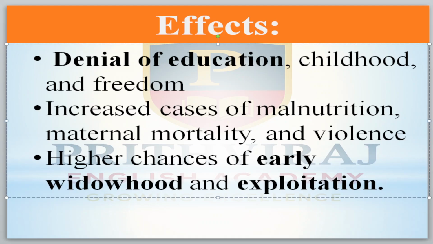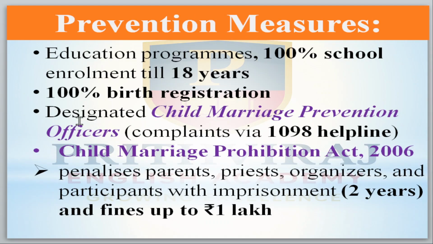Then move to the prevention measures: education programs, 100% school enrollment till 18 years for girls, 100% birth registration, and designated child marriage prevention officers. You can complain by phone calls also. The helpline numbers are 1090 and 1098.